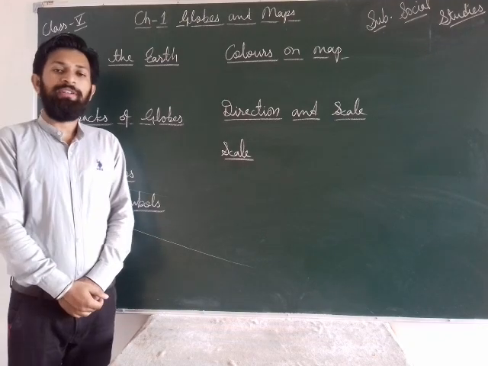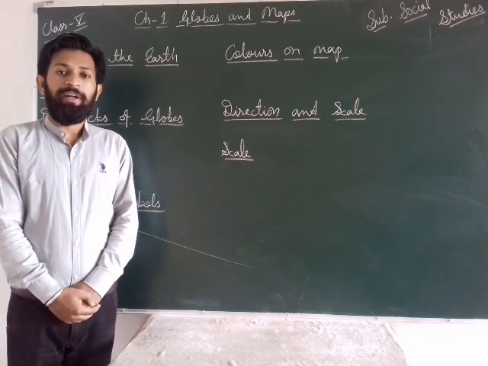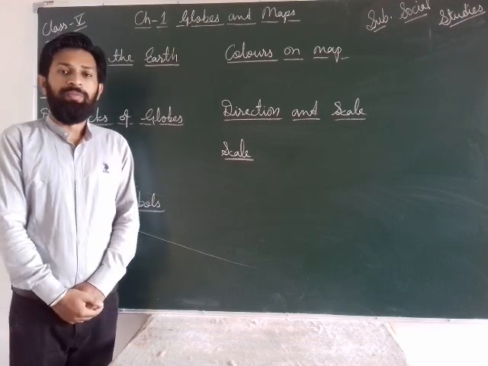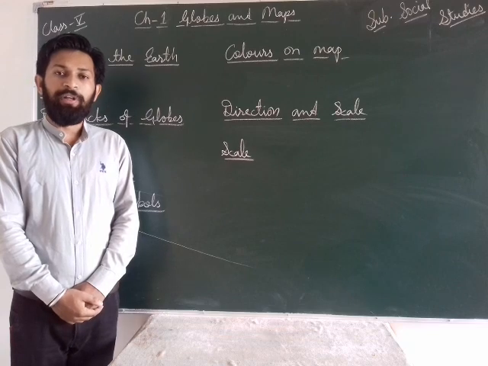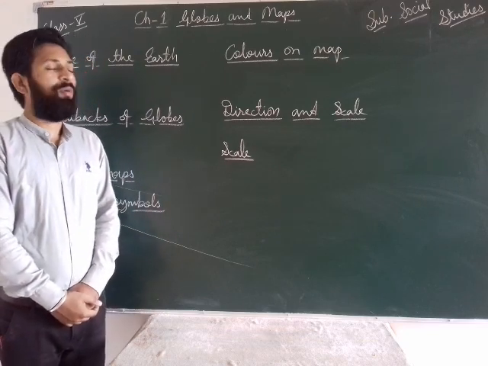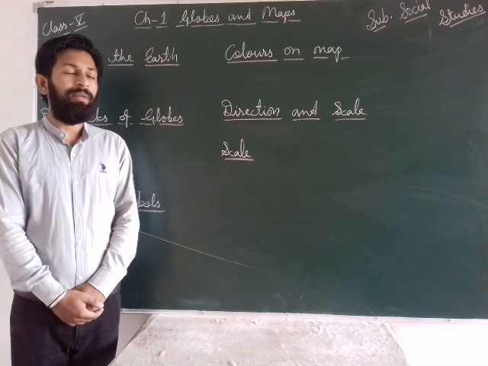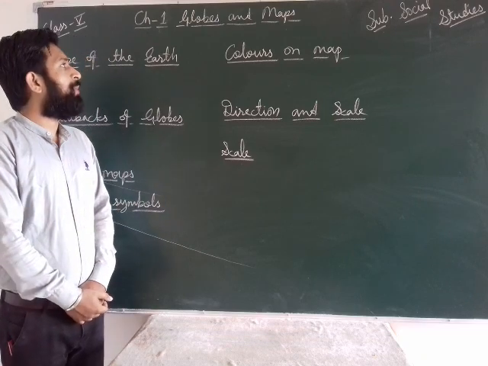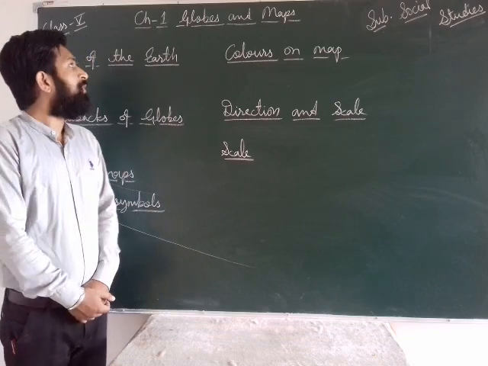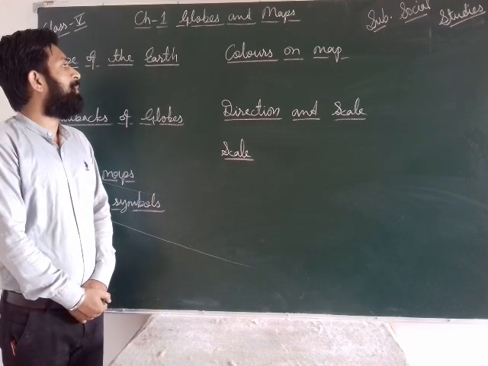Dear students, we already discussed this chapter, Globes and Maps. What is a globe? What is a map? What is the importance of a globe? What is the drawback of a globe? What is a map, and which types of signs, symbols, directions and many more things are used on maps? We already discussed these in our first class when we started the Globes and Maps chapter.